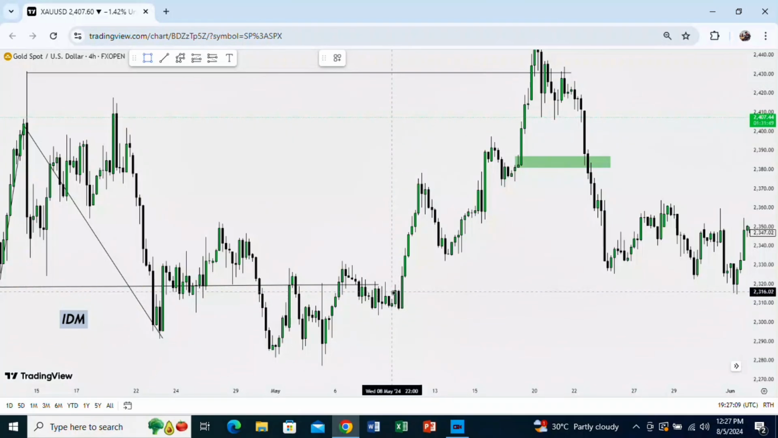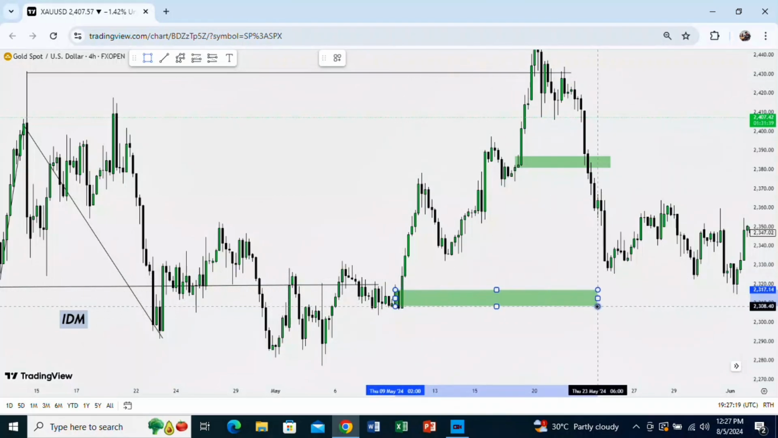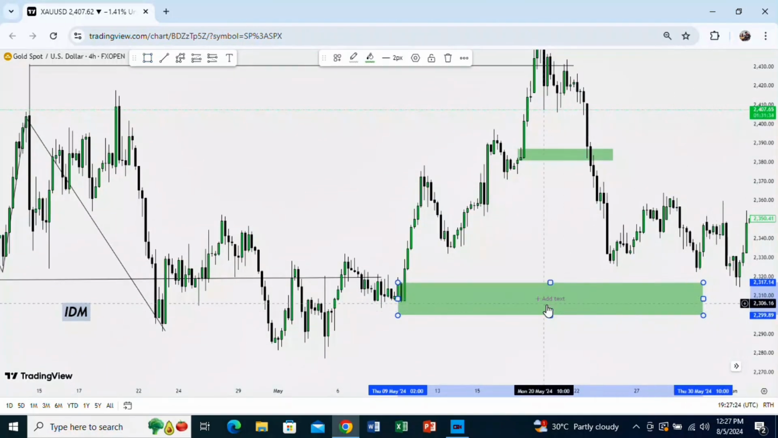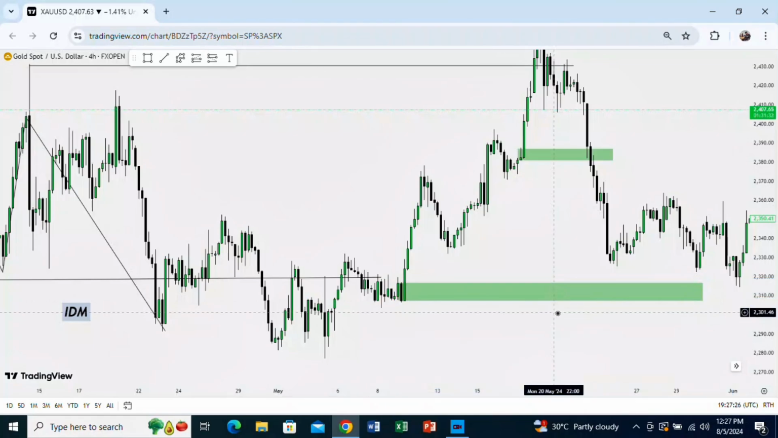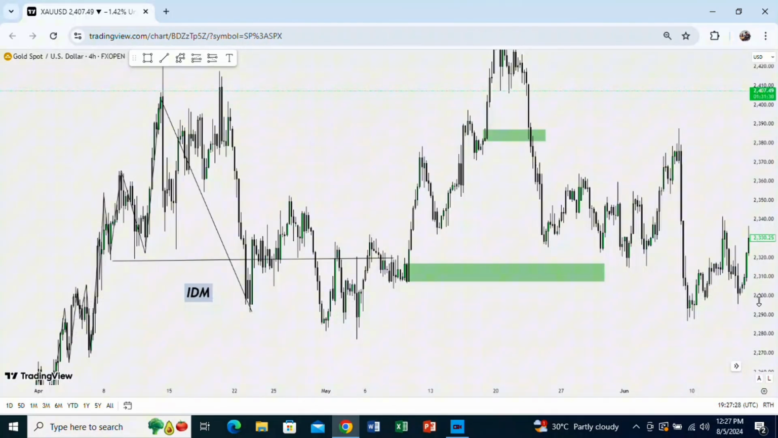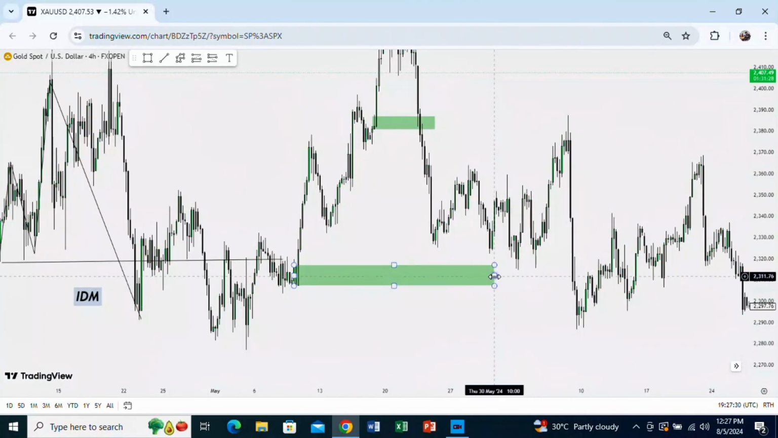This candle has swept the low of the previous candle, okay? And then it closed above it, and there is a gap also. So this candle will work as our order block. We can get our entry once the price touches the high of this candle. So, let's see.